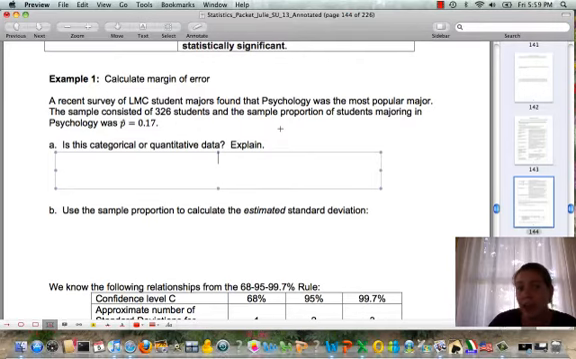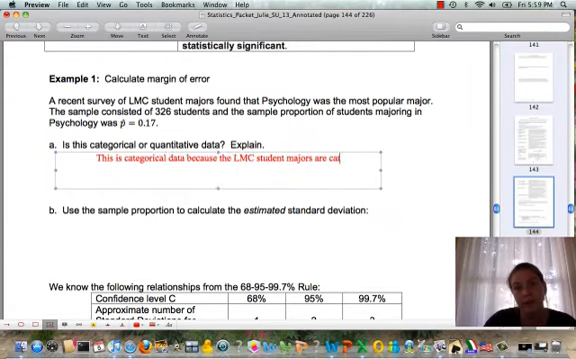So our first question A asks, is this categorical or quantitative data, and explain. So they're measuring student majors, so those definitely aren't numerical, so this is categorical data. So let's explain here. So we can say real simply this is categorical data because the LMC student majors are categories.